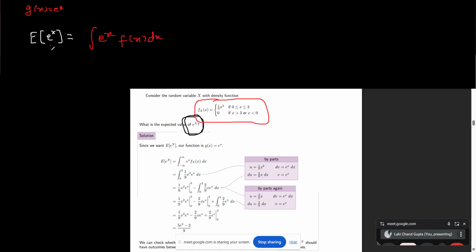Why e to the x? Because this is gx. And the limit goes from 0 to 3 only, as fx is defined there. For the rest of the interval, it is 0. You are not finding the expected value of x. You are finding the expected value of e to the x. So when you replace x with e to the x, you will get it like this.